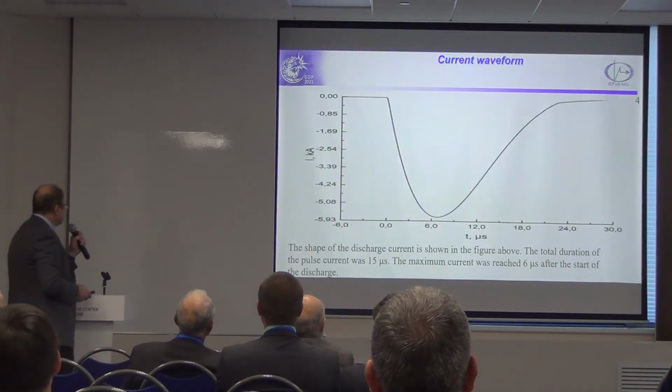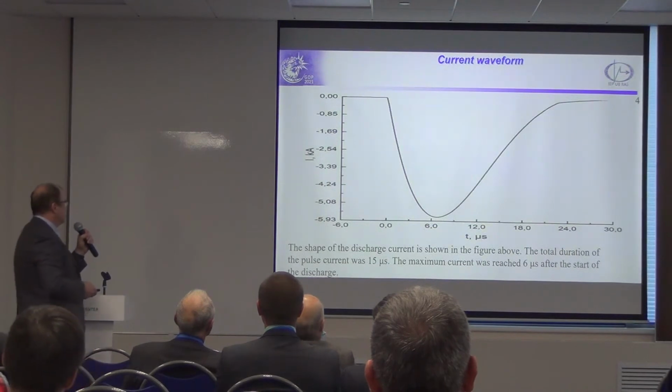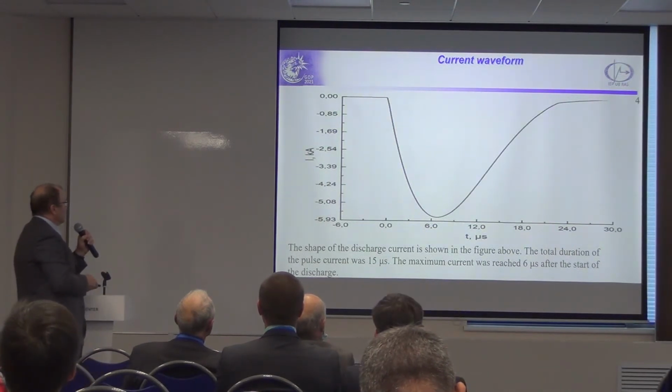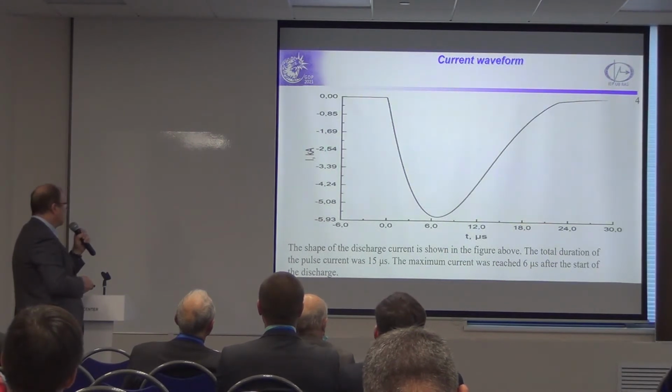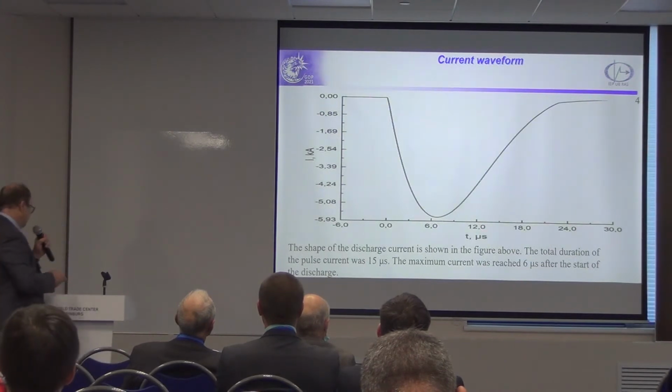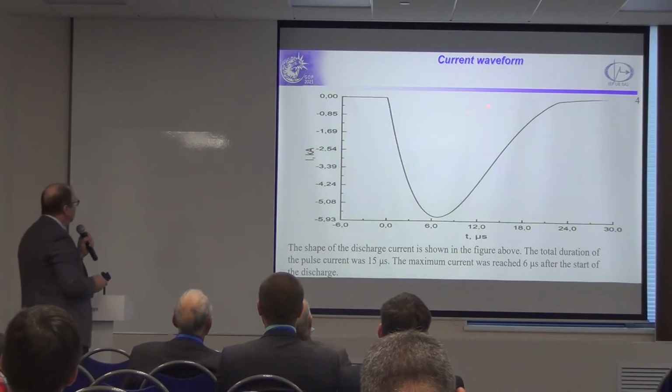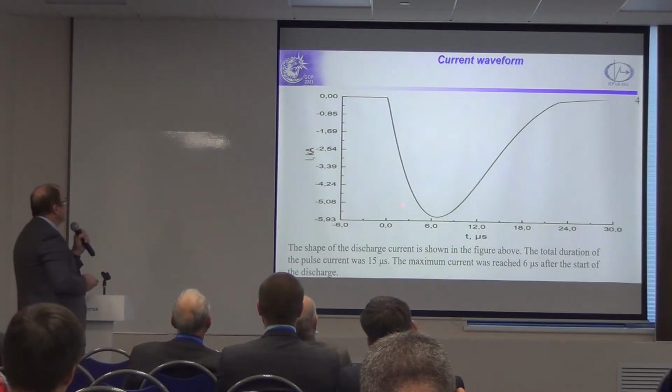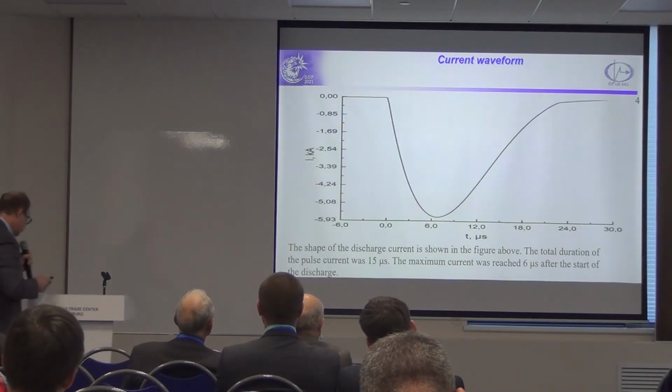The current waveform. The shape of the discharge current is shown in the figure above. The total duration of the pulse current was about 15 microseconds. The maximum current was reached 6 microseconds after the start of the discharge. One can keep in mind that the current waveform does not contain any sharp bursts or sharp falls and increases of current. It is a very smooth waveform.